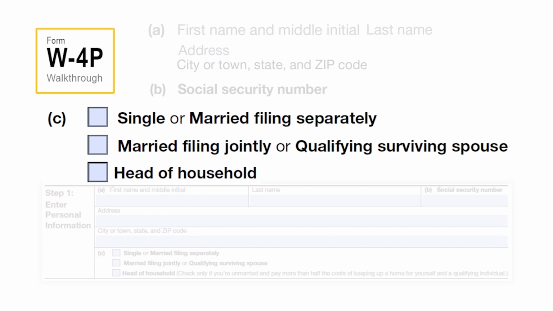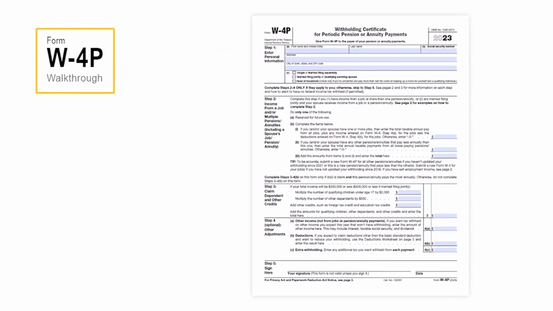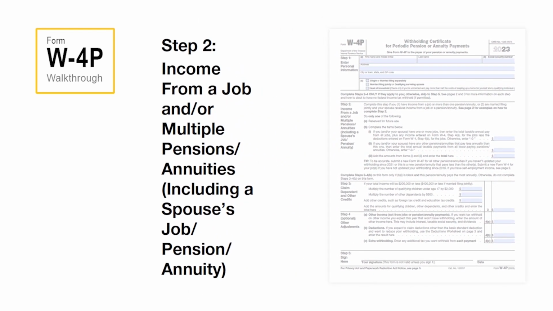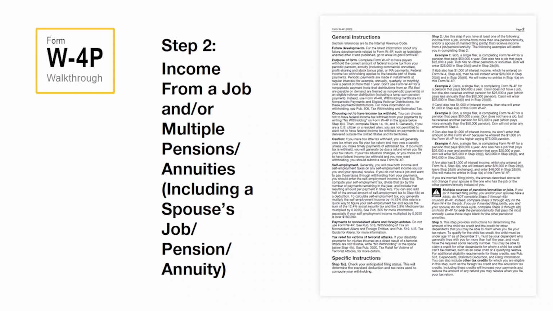Step 1C determines the standard deduction and tax rates used to compute your withholding. After completing Step 1, you may skip to Step 5 unless you wish to fill out any of the following optional steps. Optional Steps 2, 3, and 4. Step 2. You may wish to complete this step if you have income from a job, have more than one pension, or if you file jointly and your spouse works or has a pension. Examples of how to complete Step 2 can be found on page 2 of the W-4P form.